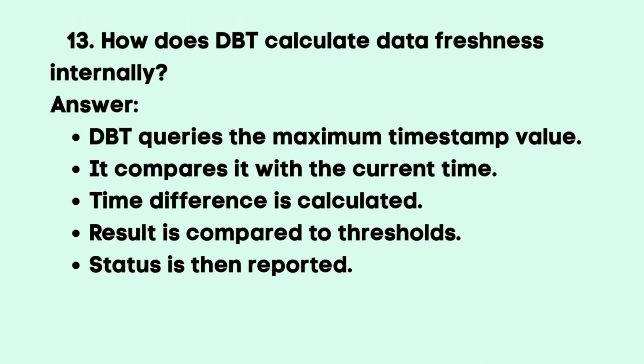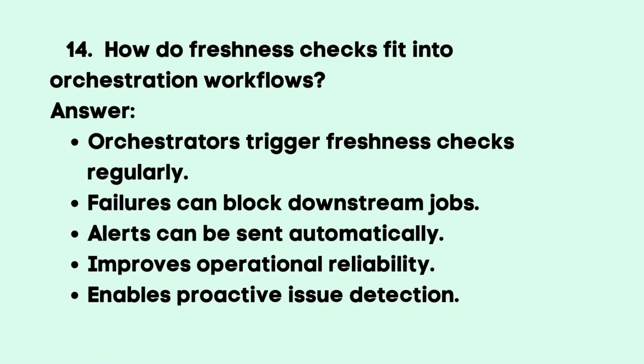How does DBT calculate data freshness internally? Answer: DBT queries the maximum timestamp value. It compares it with the current time. Time difference is calculated. Result is compared to thresholds. Status is then reported.